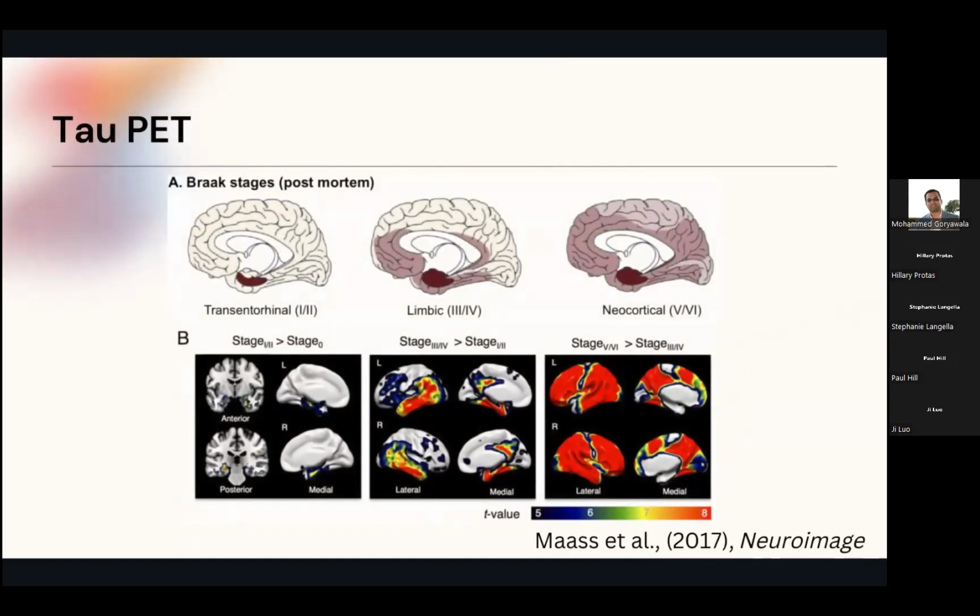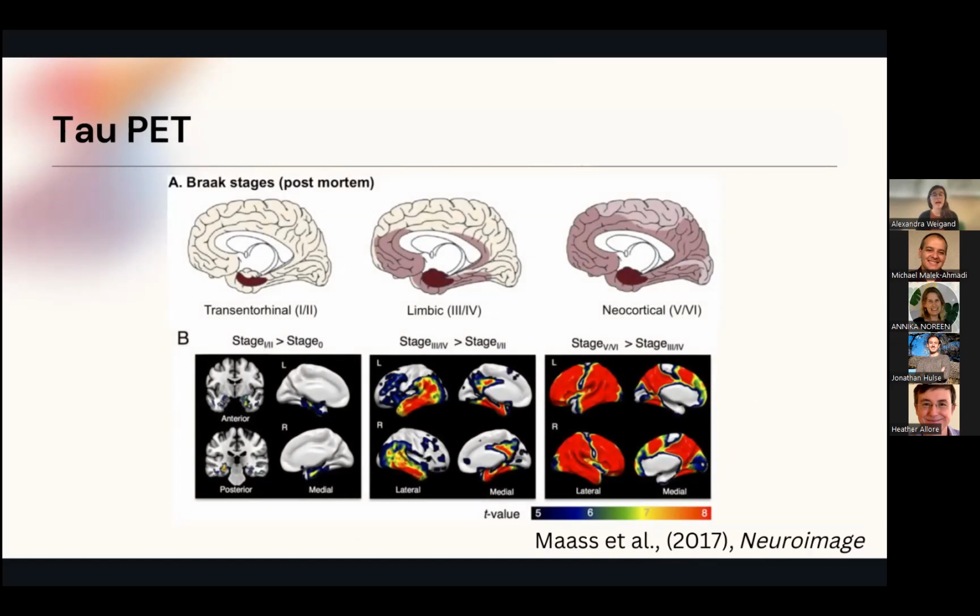Now, when we talk about tau PET, we can't really talk about it without talking about Braak stages, which reflects the stereotypical spatiotemporal progression of tau throughout the brain. You can see in the top figure here, all the way on the left, that tau in Braak stage 1/2 begins in the entorhinal or medial temporal regions. In Braak stage 3 and 4, it spreads out to more lateral temporal, inferior parietal, and some inferior frontal regions.